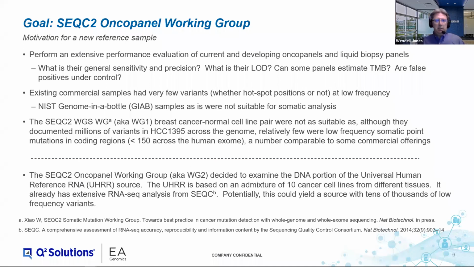And when we looked at NISTGM and Avadel samples as is, they weren't suitable for somatic analysis because they're more or less identifying germline positions, usually variants at 50% allele frequency or higher. Now we had a partner working group that did tremendous work on a breast cancer cell line, the HCC1395, where they were also trying to identify variants, but they were looking at it primarily with whole genome sequencing. They would document millions of variants and be able to evaluate different whole genome sequencing and whole exome sequencing platforms from that.